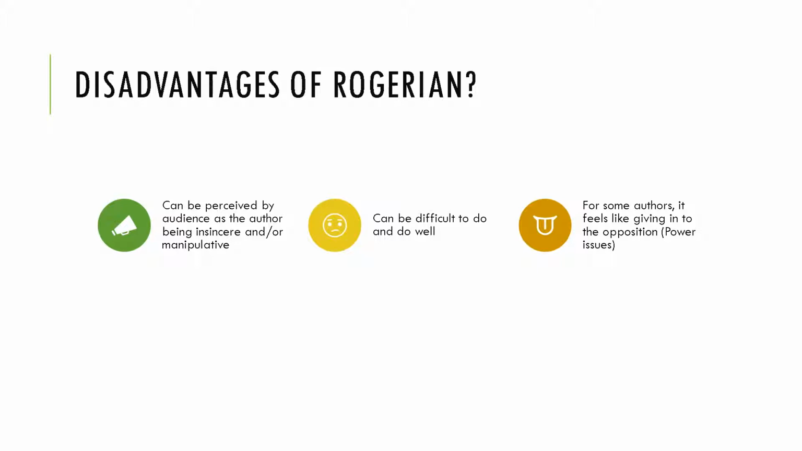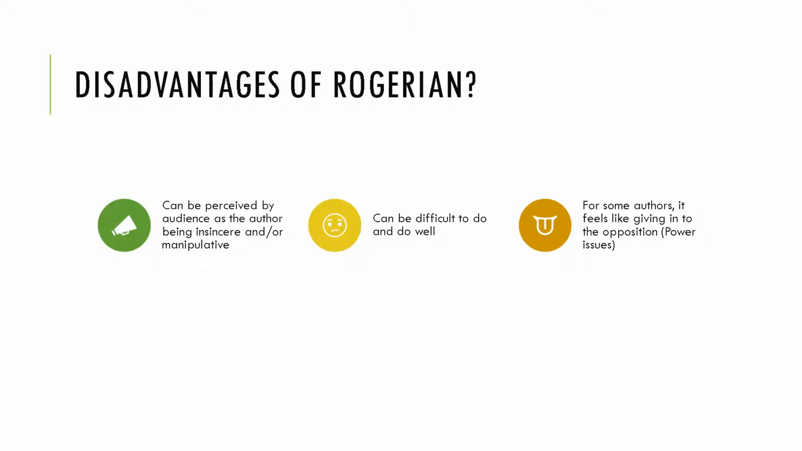We're very much more used to performing traditional argumentation. And for some authors, it feels like giving in to the opposition. It becomes a power issue. If I already feel like I'm in a minority position and I'm in a powerless position, then trying to find common ground with and validate some of the points of somebody who perhaps is more powerful than I am and is putting me in a powerless position can feel like reinforcing that.